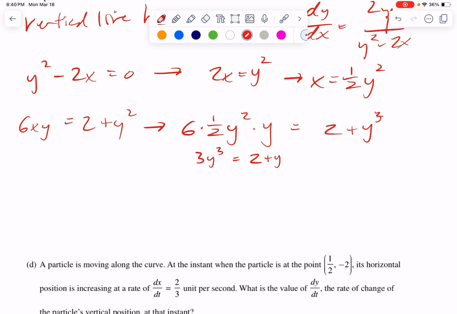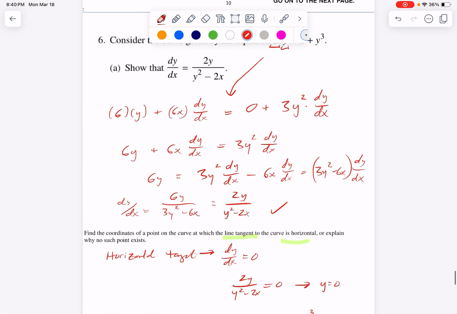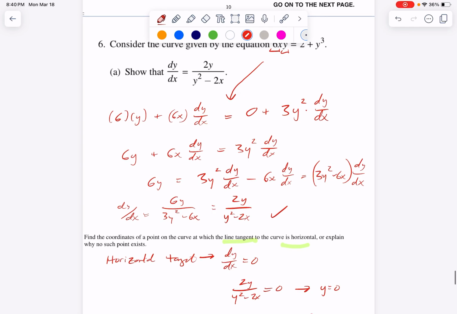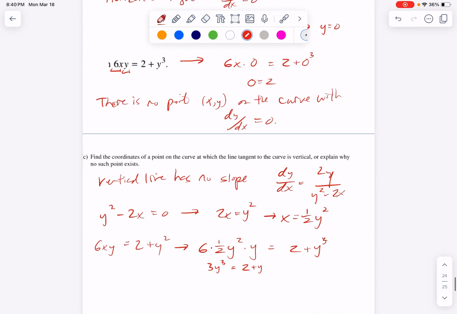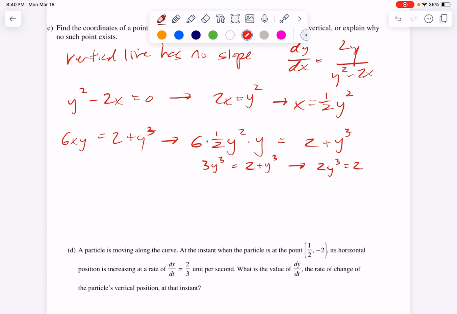That should have been a cubed or a squared. Did I miscopy it? It should have been a cubed. Okay, let's fix that. Only differences here. And what that means is if we subtract y cubed from each side, 2y cubed is equal to 2. So y cubed is equal to 1, and y is equal to 1.